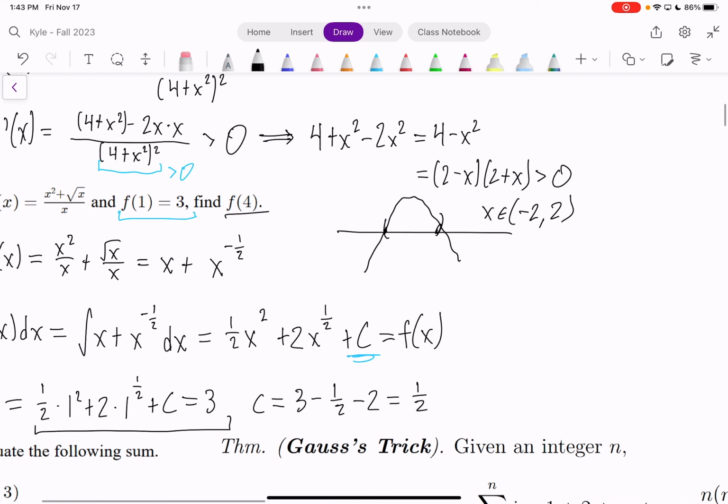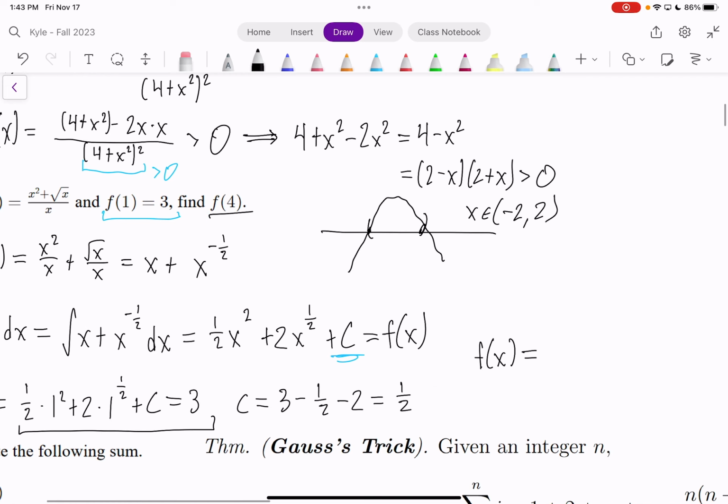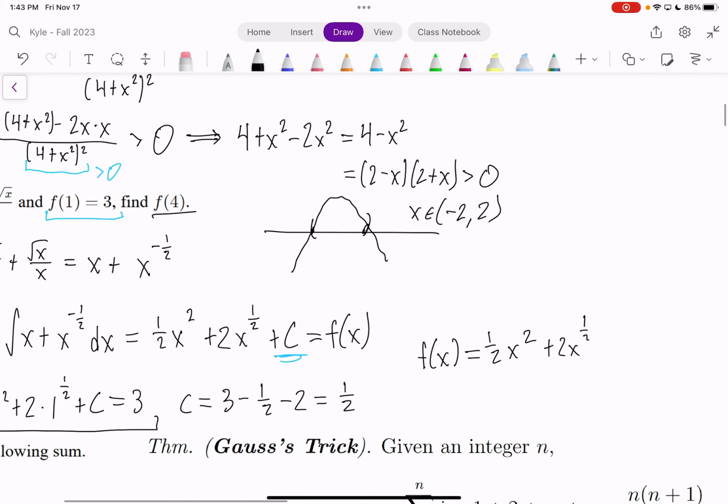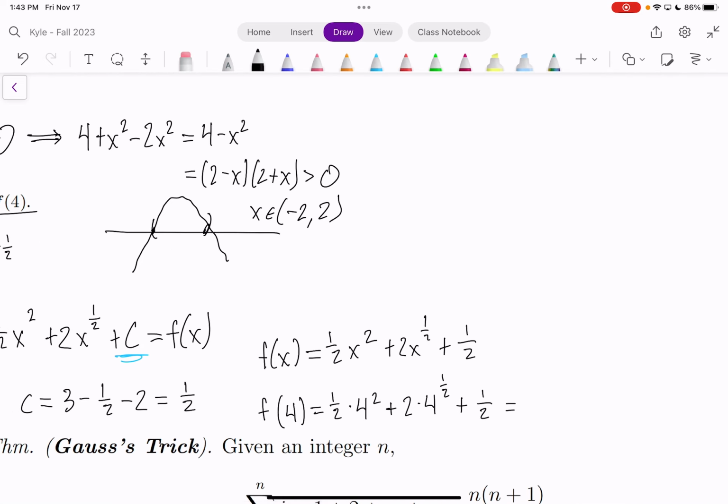So then f of x is equal to 1/2 x squared plus 2x to the 1/2 plus 1/2. Then we should have that f of 4 is equal to 1/2 times 4 squared plus 2 times 4 to the 1/2 plus 1/2. So this should give us 8 plus 4, so 12 plus 12.5, or 25 over 2, that's probably the better way to write it.